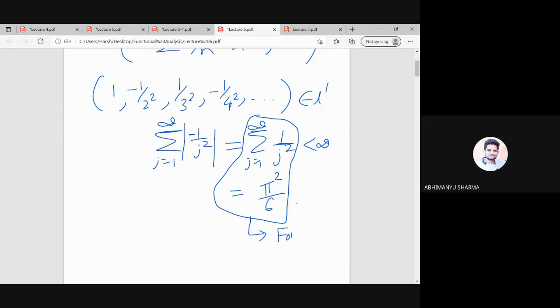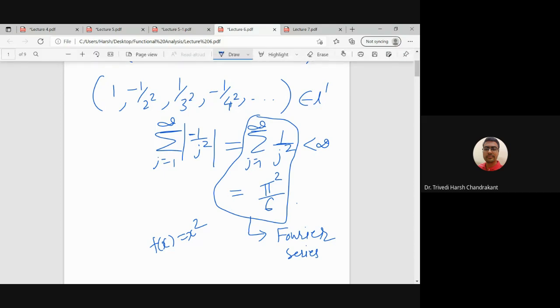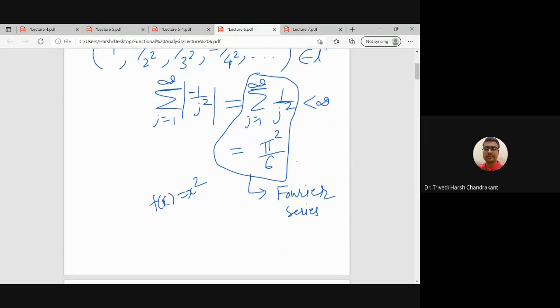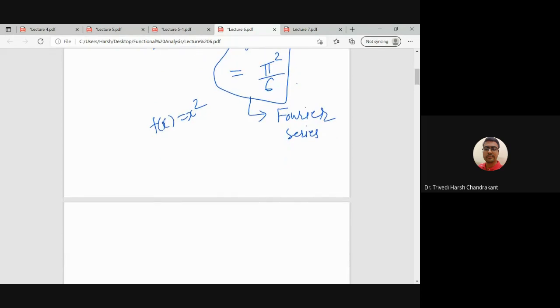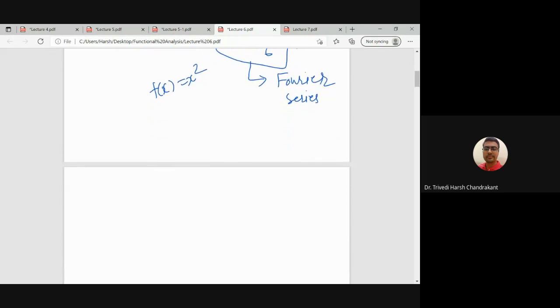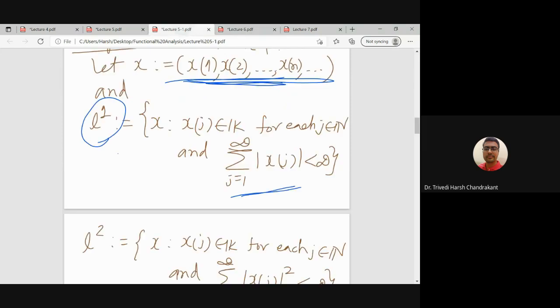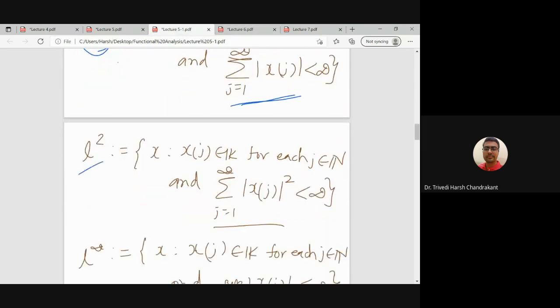Yeah, so this is a Fourier series. We can use Fourier series to show that summation 1 upon j square is pi square by 6. Basically, we expand the function f(x) equals x square using Fourier series, and the convergence of Fourier series helps here. So anyway, this is not part of the course, but the examples we are looking for are in L1. What can we say about examples of L2?